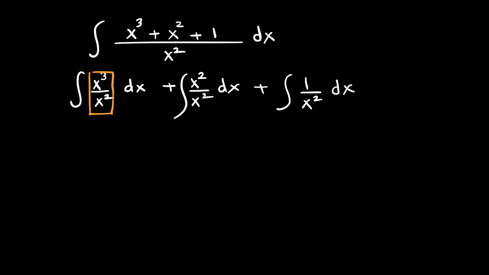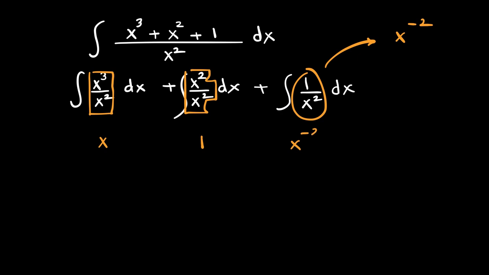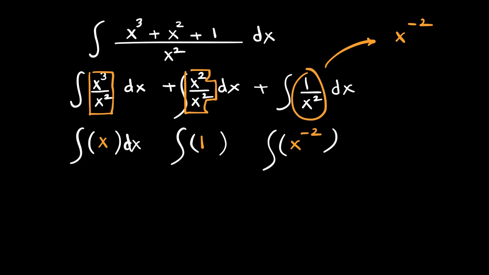This simplifies to x. This simplifies to 1. This simplifies to, according to the rule of indices, x raised to the power of negative 2. So we have this term, the second term, the third term. We are integrating it all with respect to x.